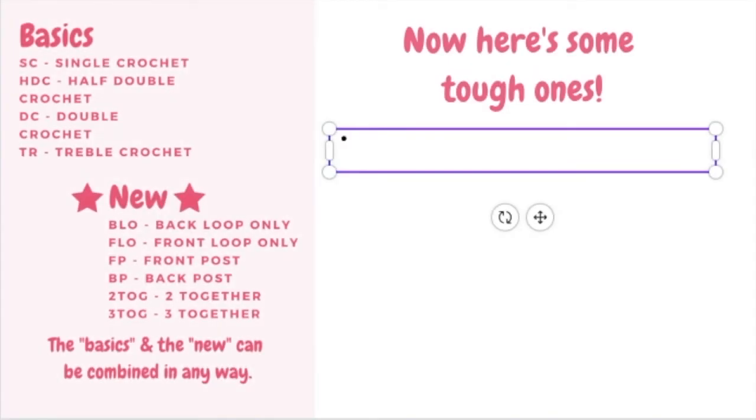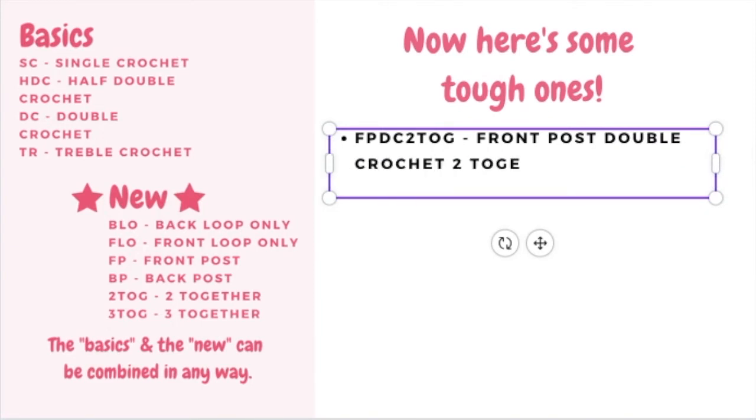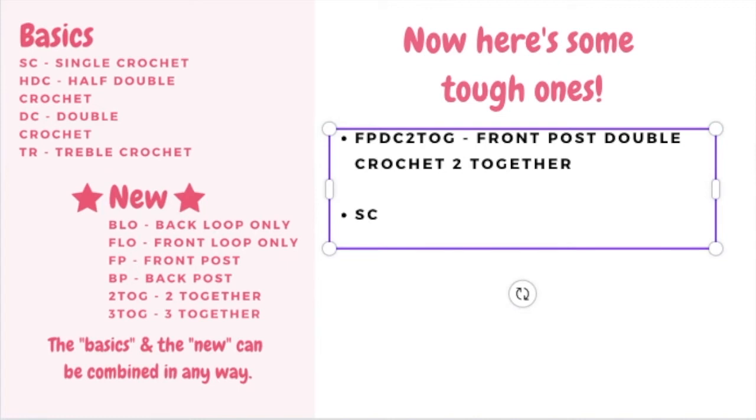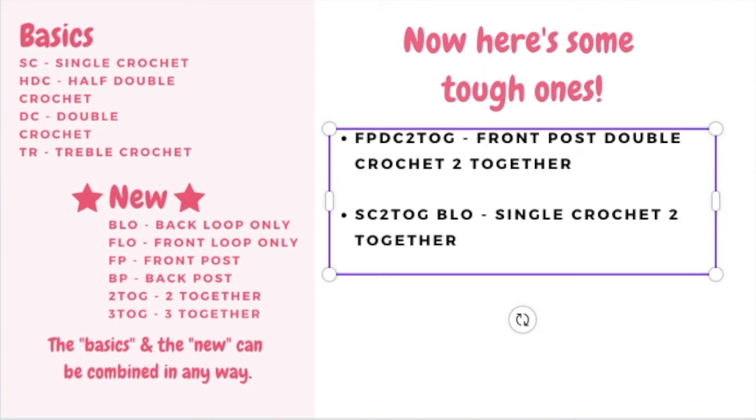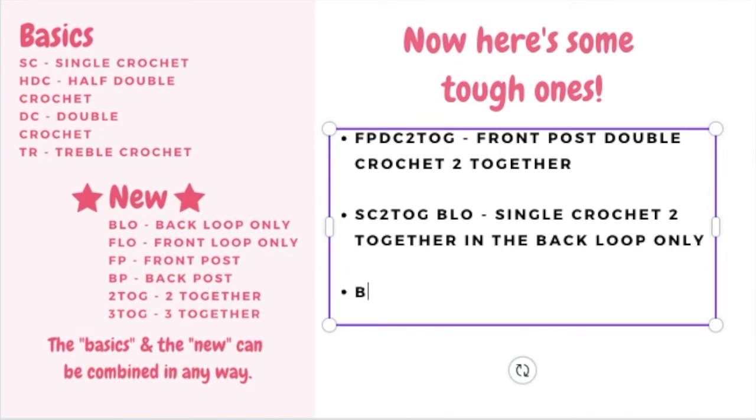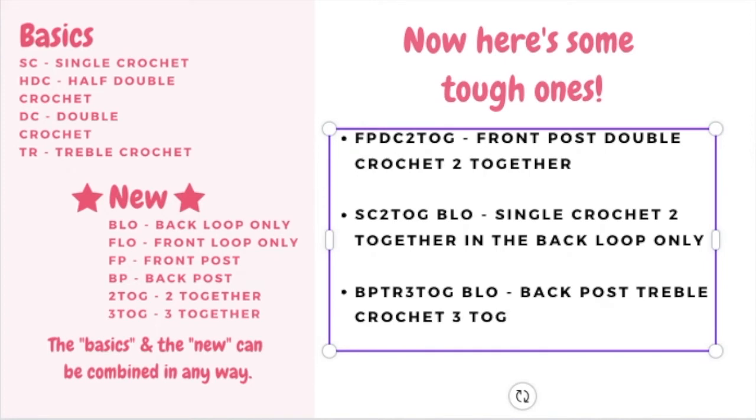Now here's some tough ones. FPDC 2 TOG, front post double crochet 2 together. SC 2 TOG BLO, single crochet 2 together in the back loop only. BPTR 3 TOG BLO, back post treble crochet 3 together in the back loop only.